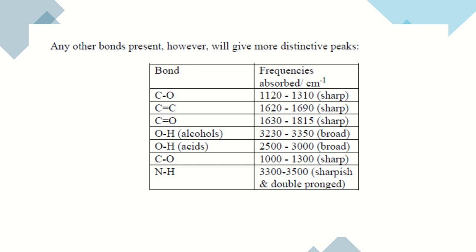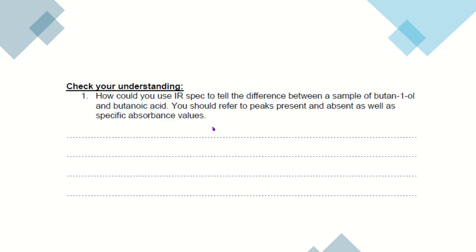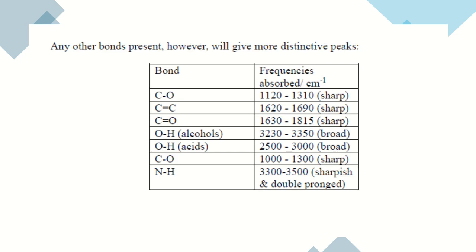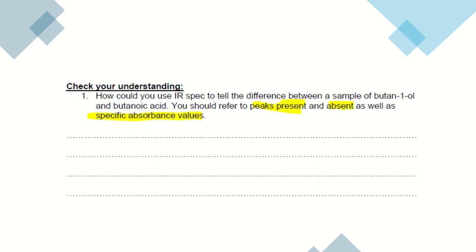That's just a table, by the way, of bond frequency absorbances that I will be using as I go through this. It's the one out of your notes, so you'll have it at hand. The question is how could you use infrared spec to tell the difference between a sample of butanol and butanoic acid? And this is where a lot of students drop marks: it specifically says that you need to make reference to peaks which are present and peaks which are absent, using specific absorption values. So you must go back to your table and talk about specific actual frequencies which are absorbed. You can't just talk about the bonds.